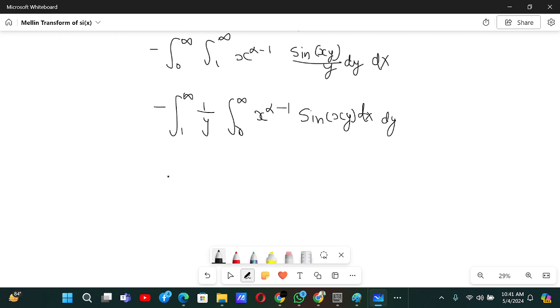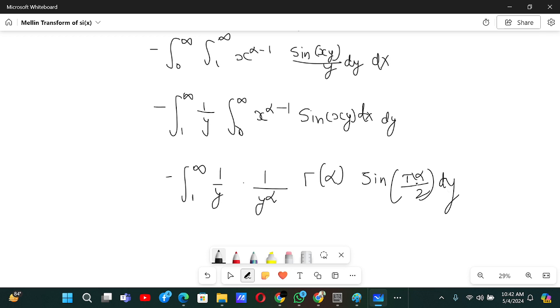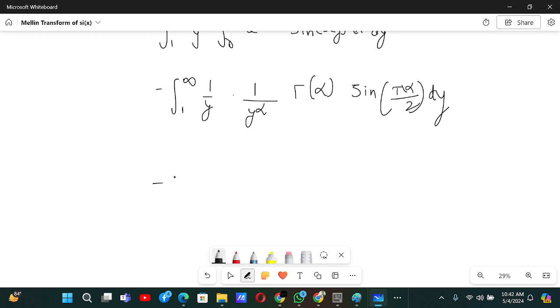And then now minus integral from 1 to infinity 1 by y, and now this is just 1 by y to the power alpha, because y is the constant for this Mellin transform. So y to the power alpha, and then gamma of alpha sine pi alpha by 2, and then dy. Now we can take these other things outside, and so we get minus gamma of alpha sine of pi alpha by 2 integral from 1 to infinity y to the power minus alpha minus 1 dy.